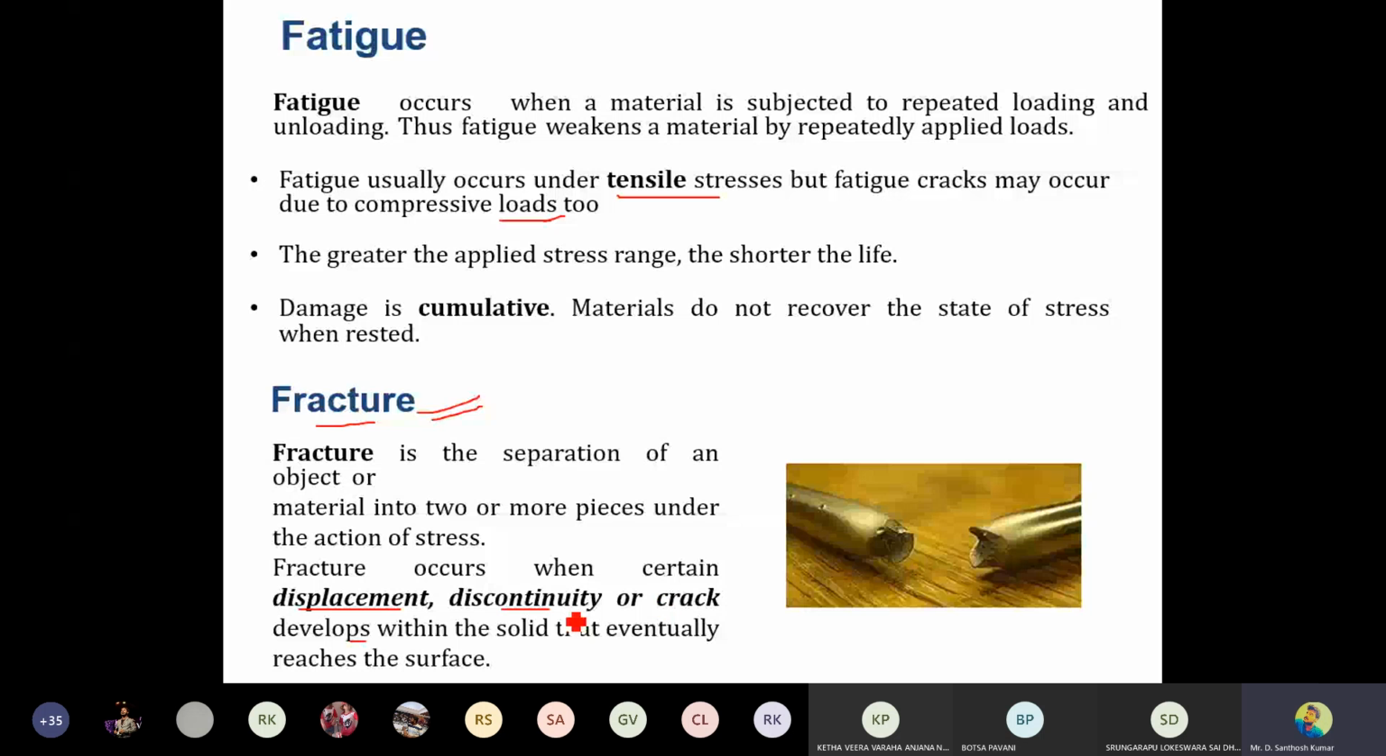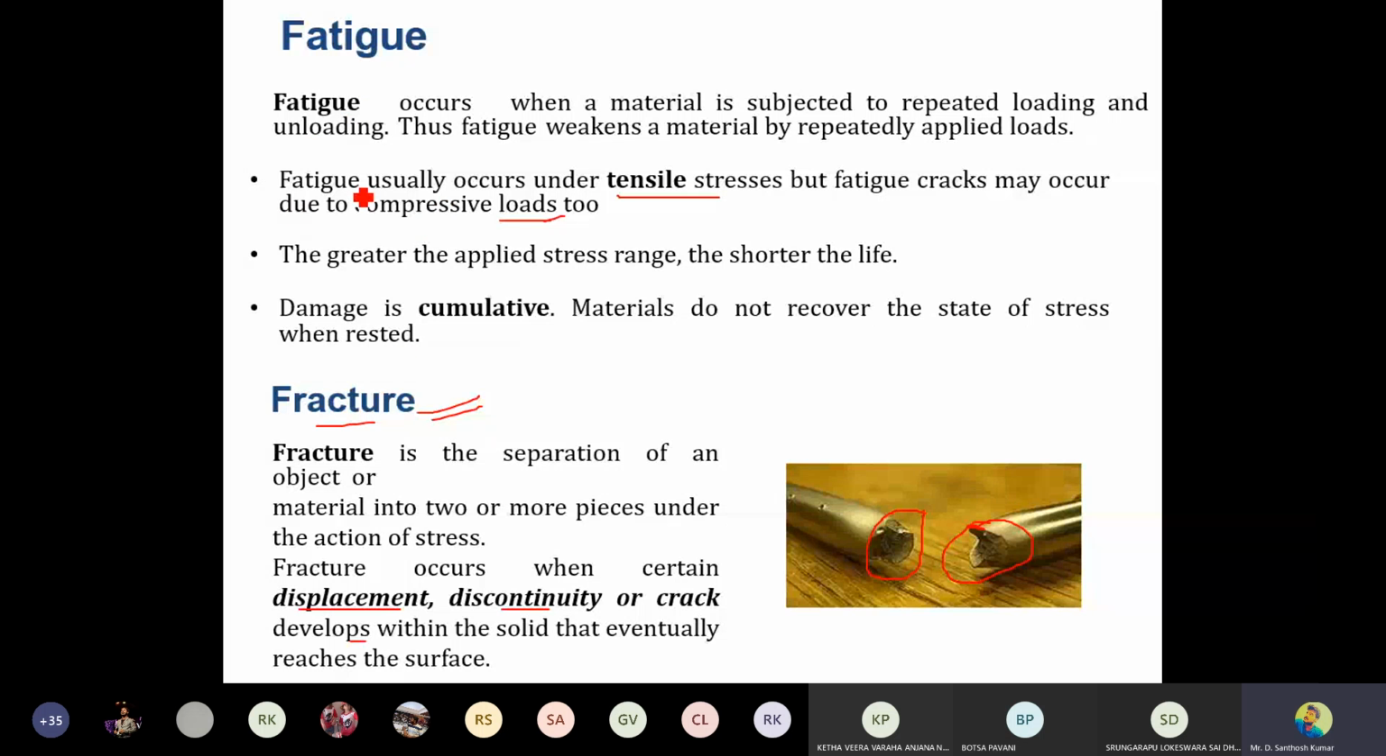So here you can easily control fractures by modifying the outer surfaces. If you modify the outer surfaces, then you cannot easily generate cracks or discontinuities. So that is the reason why the fracture is also surface dependent.